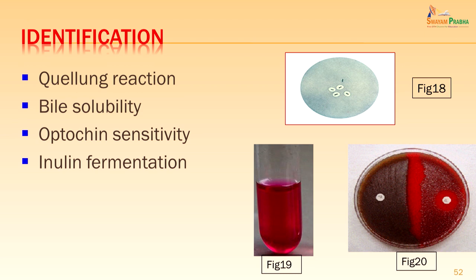Optochin sensitivity: optochin is a substance which can be present as a disc on paper and put onto the medium. You will find a clear zone around the optochin disc, which would not be seen in other streptococci. There is another alpha hemolytic streptococcus which we have seen in the past, that is Streptococcus viridans. It also gives alpha hemolytic colonies, but it will not give optochin sensitivity. Then pneumococcus ferments inulin, which also differentiates it from Streptococcus viridans. So the four important tests to differentiate Streptococcus pneumoniae from Streptococcus viridans are the Quellung reaction or capsular swelling phenomenon, bile solubility, optochin sensitivity and inulin fermentation.